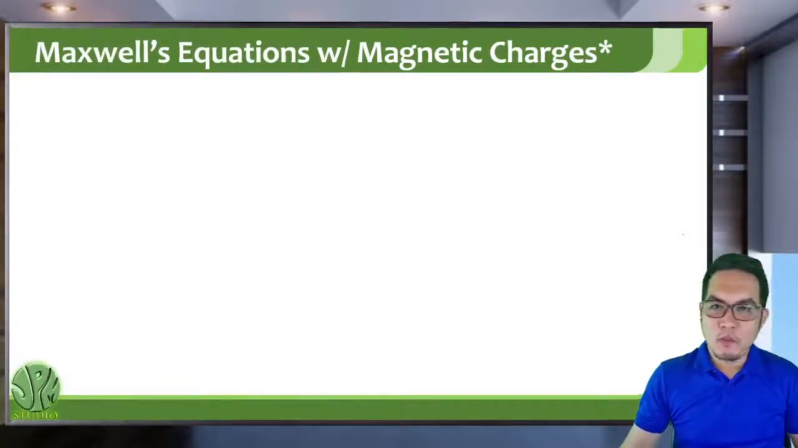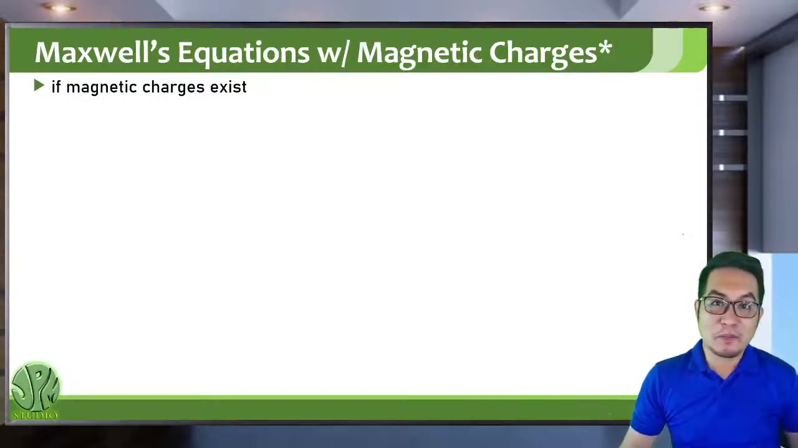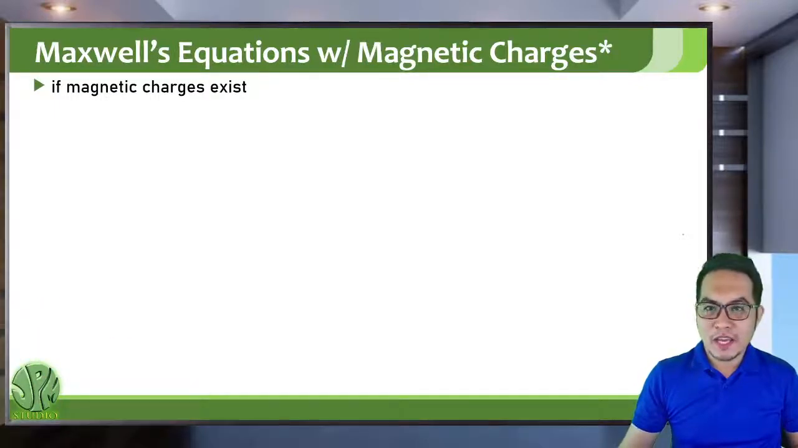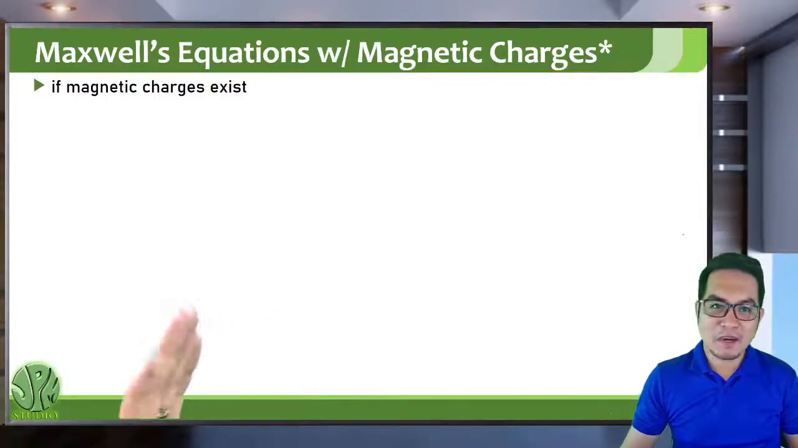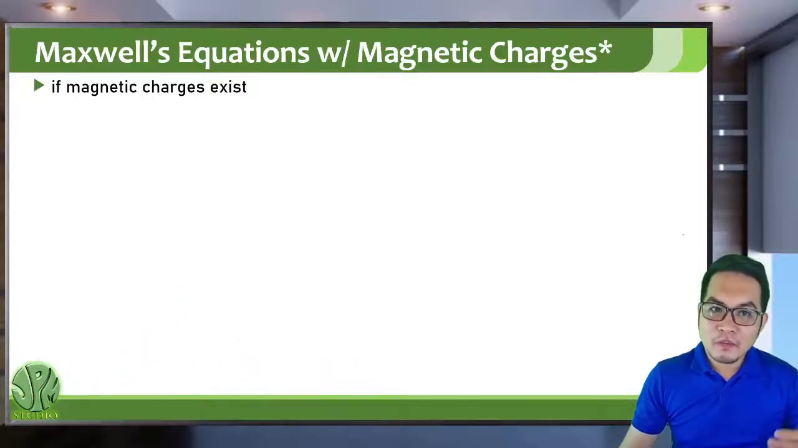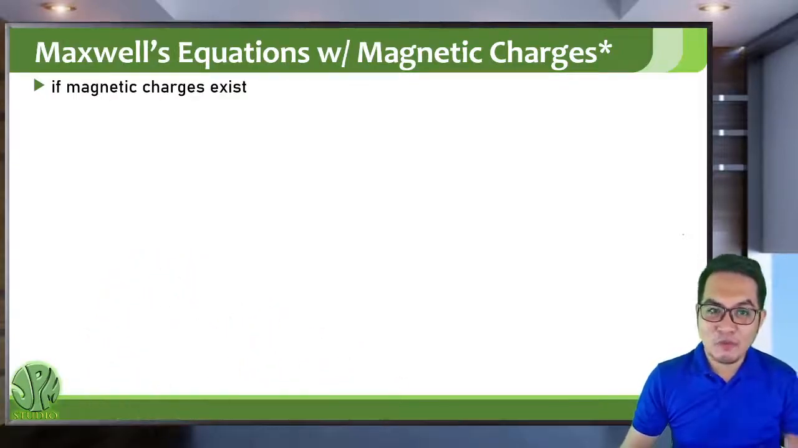Now, what if magnetic charges exist? What will happen to Maxwell's equations? It's actually pretty interesting. It's very beautiful in the sense that you can really see the symmetry between electricity and magnetism, between electric field and magnetic field, if magnetic charges exist, if a single north pole or a single south magnetic pole exists.